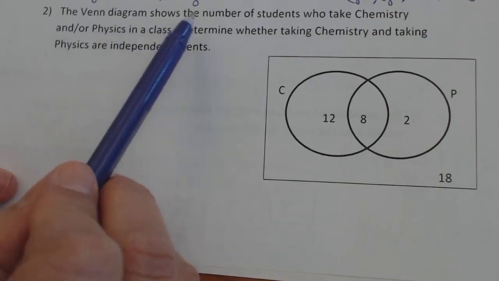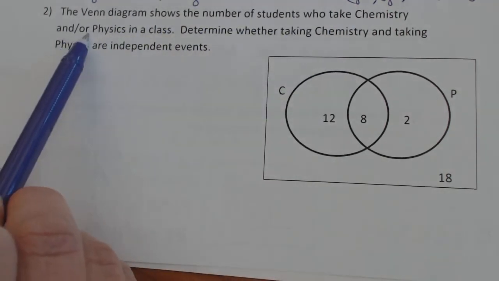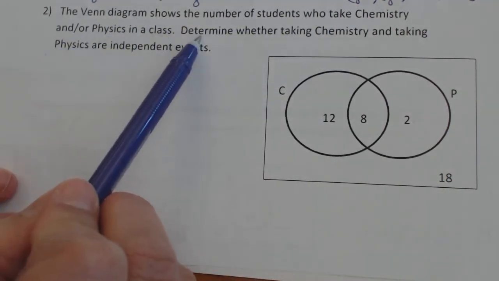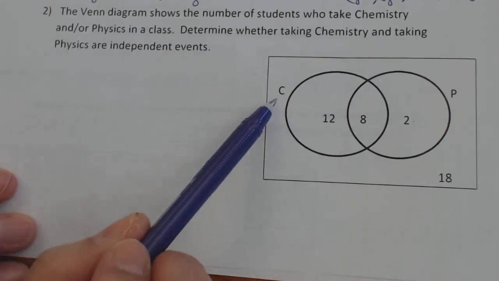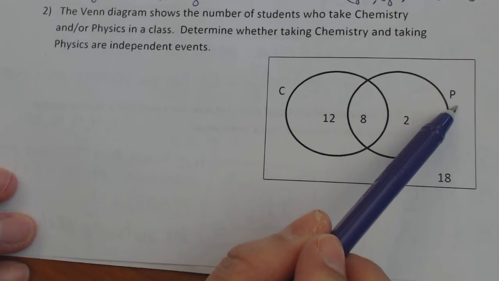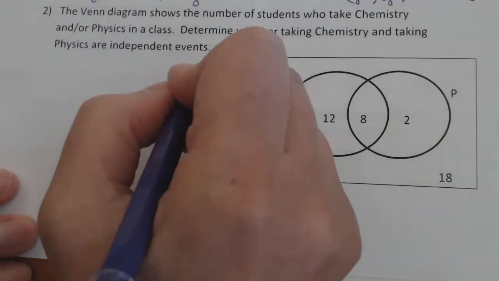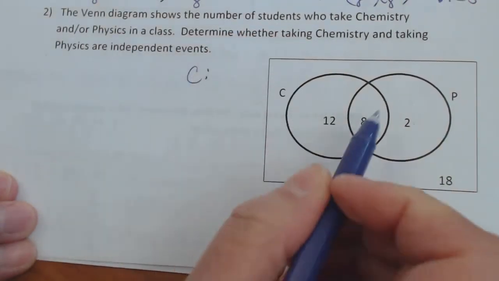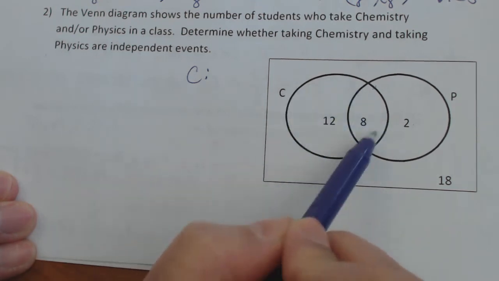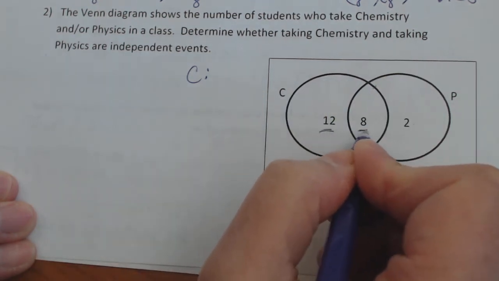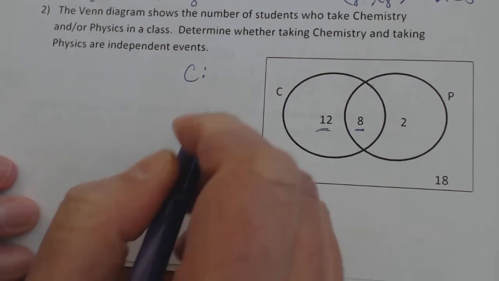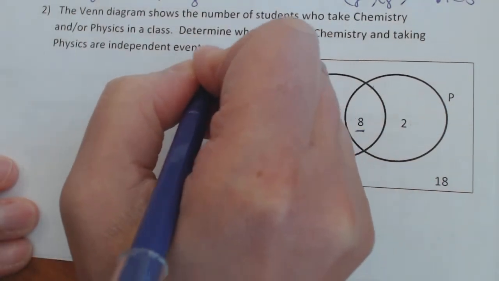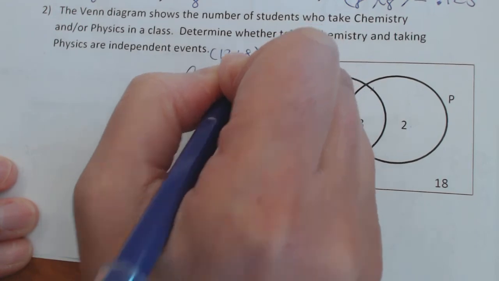The Venn diagram shows the number of students who take chemistry and or physics in class. Determine whether taking chemistry and taking physics are independent. So the C stands for chemistry and the P stands for physics. What I like to do here is get a total count. So if we look at the C circle here, the 12 and the 8, when we add those together, we're going to get the total number of people who take chemistry, and that's 20. And I got that by adding 12 and 8.